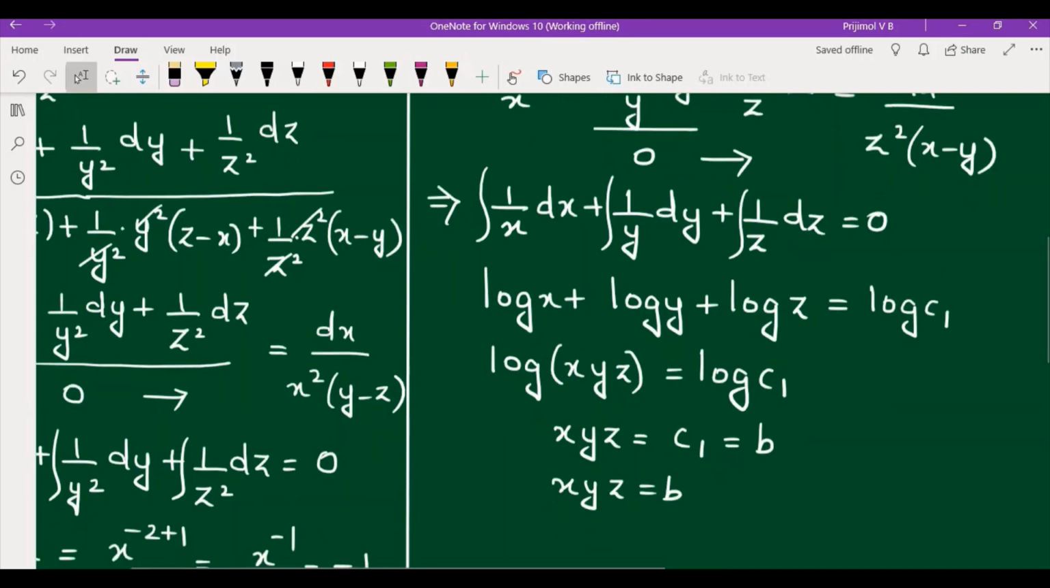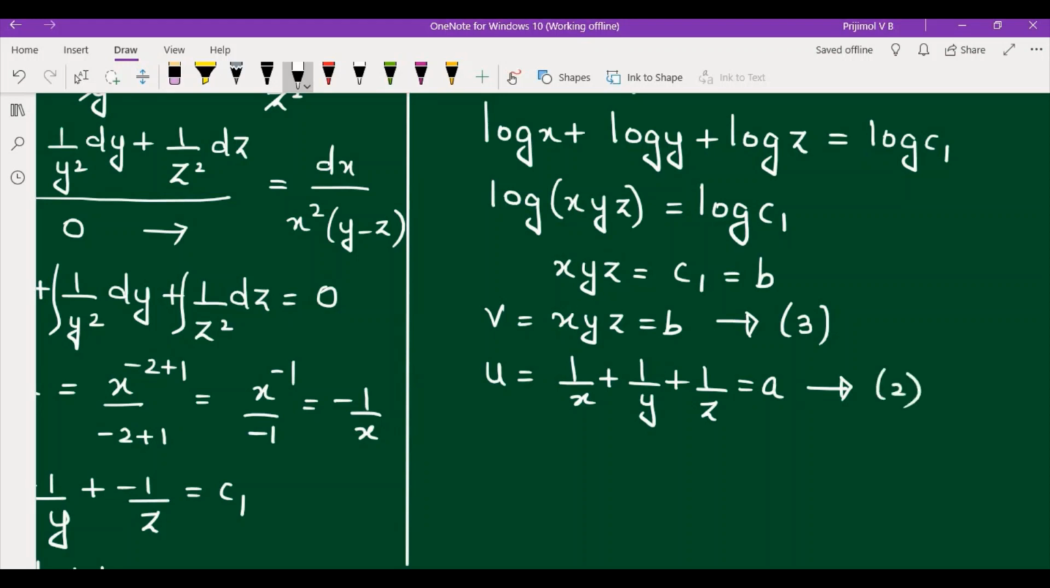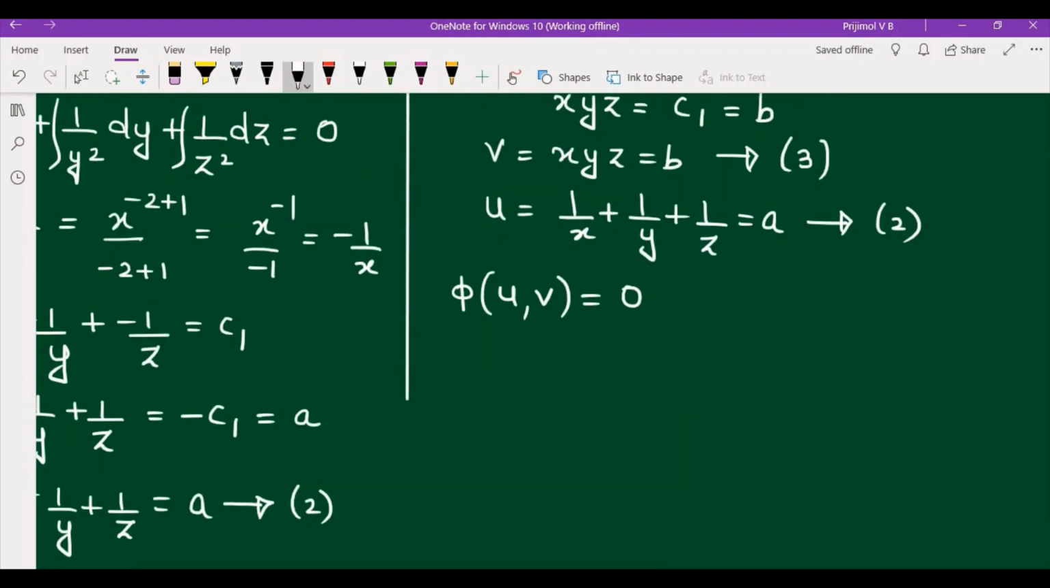This is our second solution. Now call this second solution as v. Thus we got a solution, call that as equation number 3. Now what was our equation number 2? It was 1 by x plus 1 by y plus 1 by z equal to a. This was our equation number 2. Now the general solution will be phi of u, v equal to 0. This is the solution of Lagrange partial differential equation.